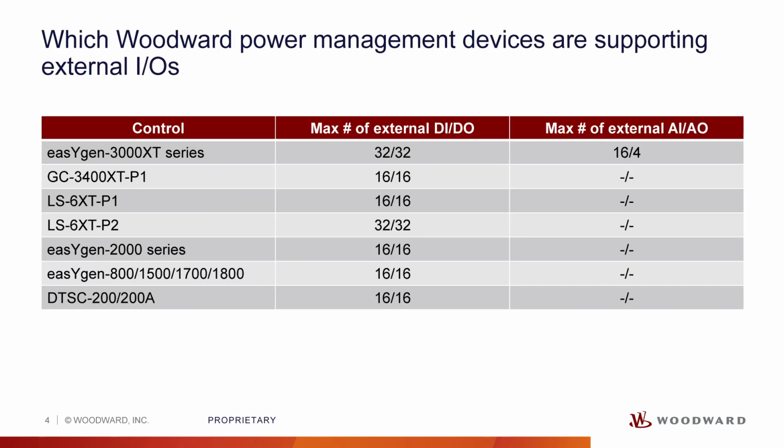This table provides an overview of the maximum external I/O capabilities supported by various Woodward power management devices. It highlights the maximum number of digital inputs-outputs, analog inputs, and analog outputs that can be integrated with each device.